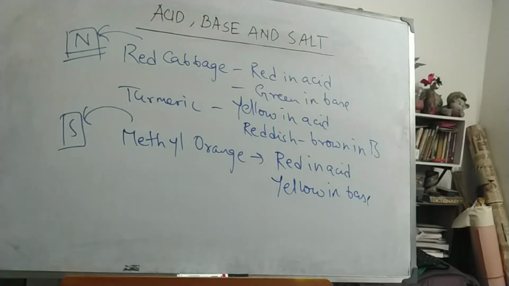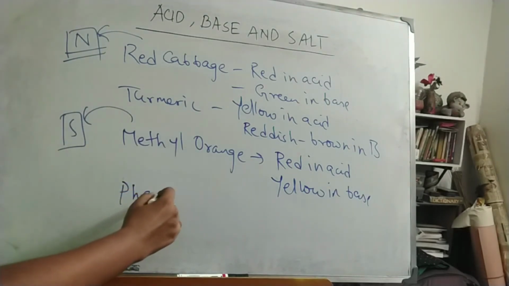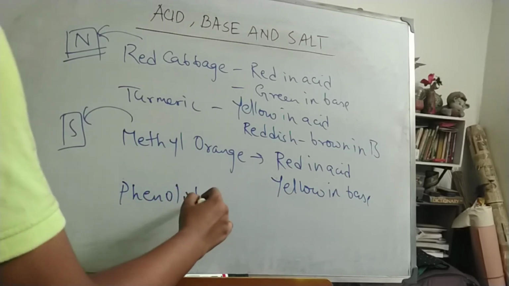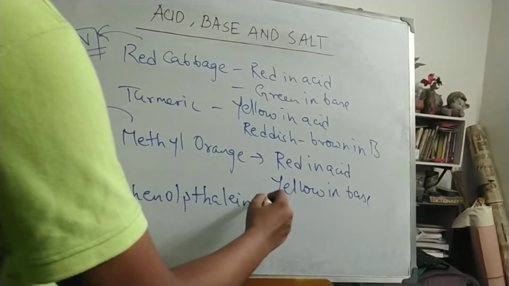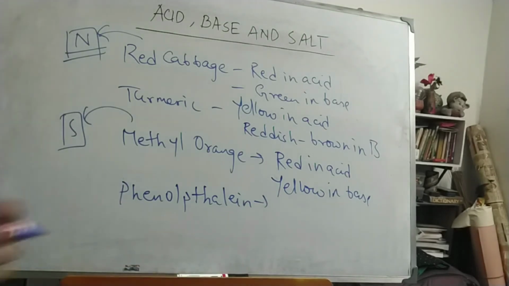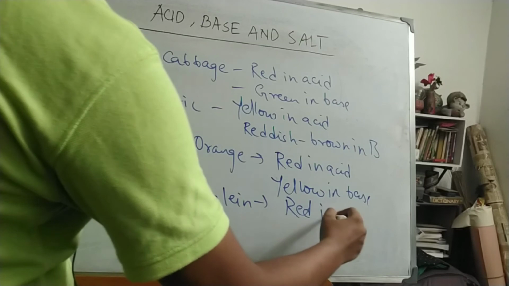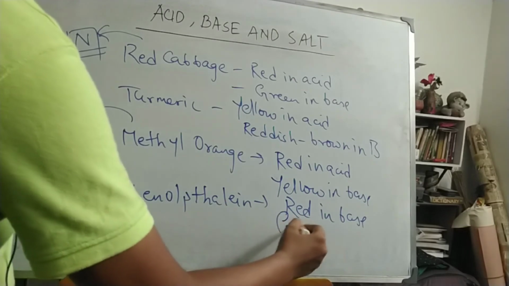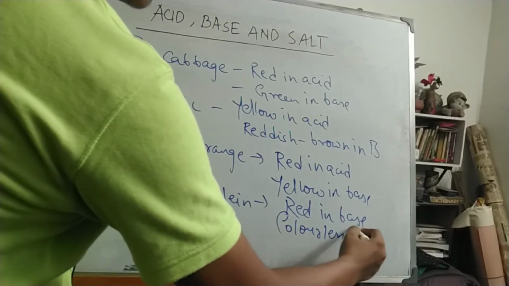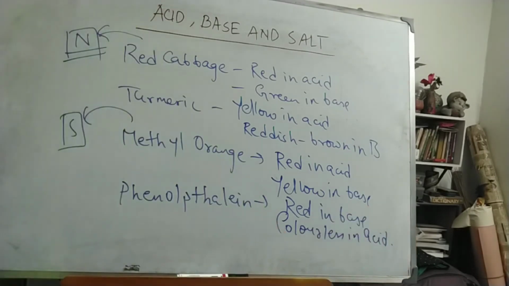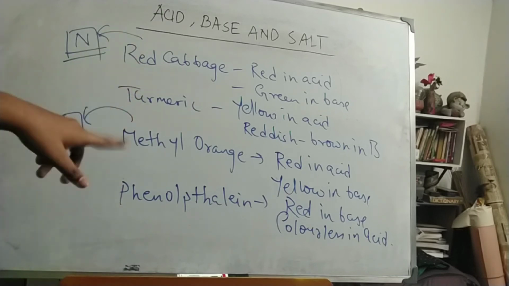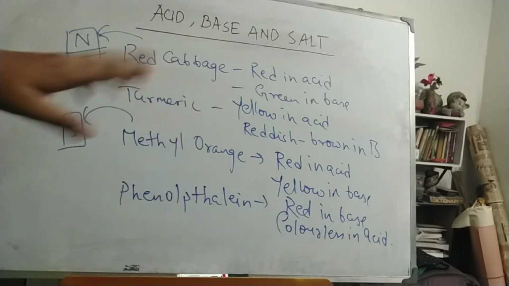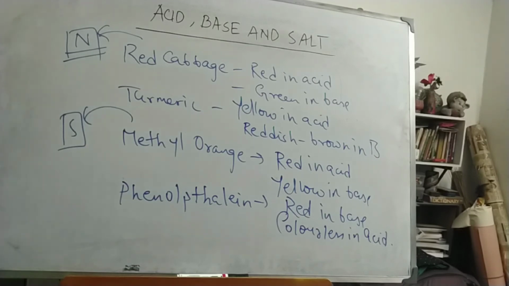Methyl orange done. Phenolphthalein is red in base and colorless in acid. So we have seen red cabbage, turmeric, methyl orange and phenolphthalein change color in acid and base. If you want, you can pause it and write it down.